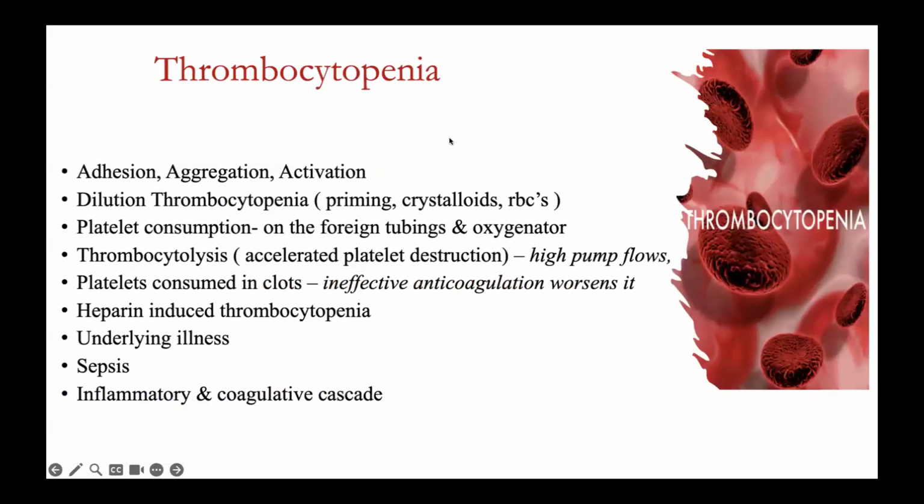Now, thrombocytopenia. Why do we get thrombocytopenia in ECMO patients? Of course, sepsis and underlying illness can contribute, and there is an inflammatory and coagulative cascade. But ECMO itself can cause thrombocytopenia because there's defective aggregation of the platelets, there's platelet activation, there's dilutional thrombocytopenia if you have primed it with crystalloids or PRBCs, and platelet consumption on the foreign tubing and oxygenator. There is something called thrombocytolysis, accelerated platelet destruction, especially with high pump flows. And platelets are consumed in clots if there is ineffective anticoagulation.